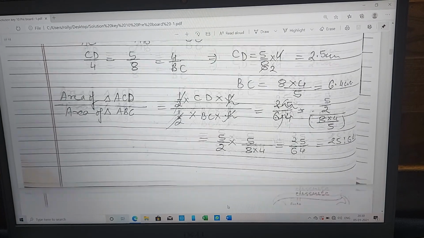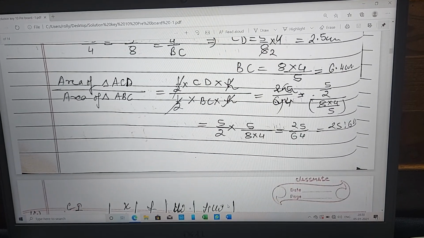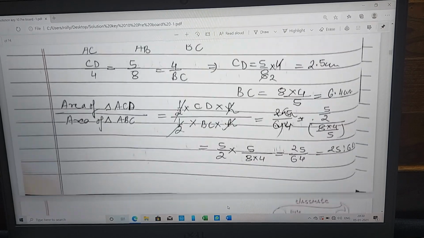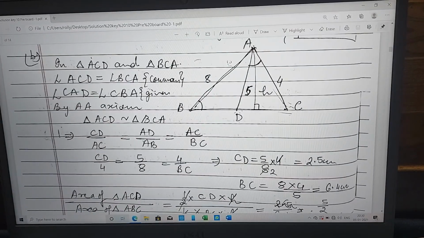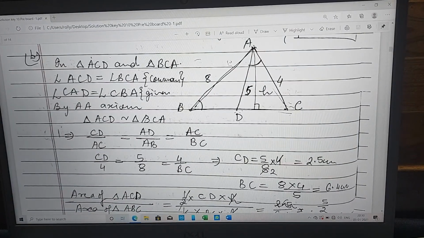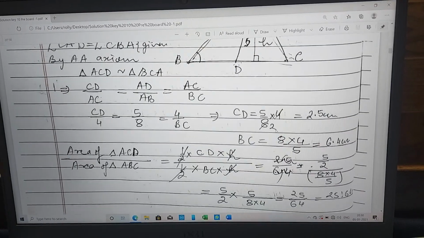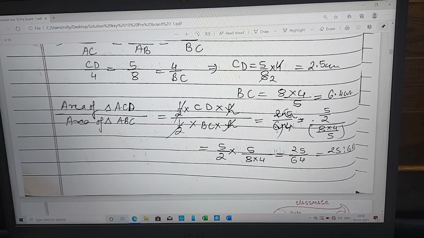Okay. Now, area of triangle ACD divided by area of triangle ABC. You can pick up any one side from here as AD upon AB. So, AD square upon AB square. You can do that also. It will become 25 upon 64. Or you can simply use the formula 1 upon 2 into base into height. So if you are using that, then base is CD for triangle ACD and base is BC for triangle ABC, but the height remains the same. So that way also you can calculate, the ratio becomes 25:64.